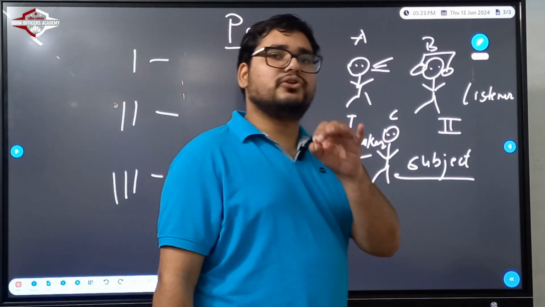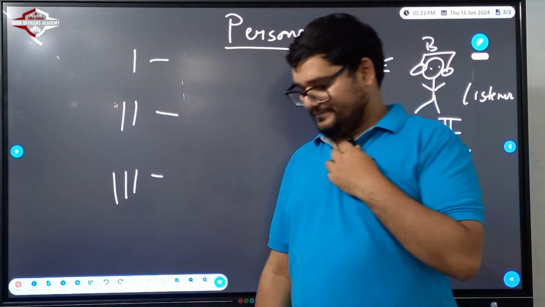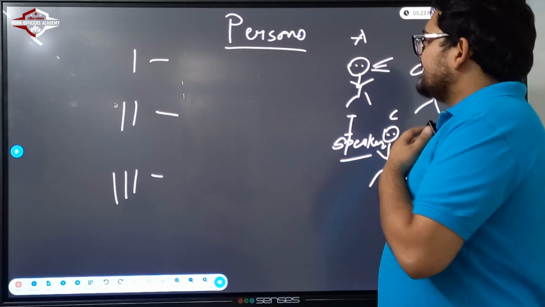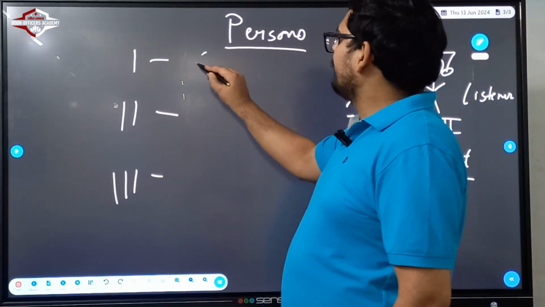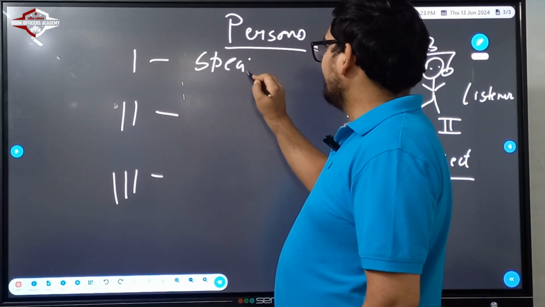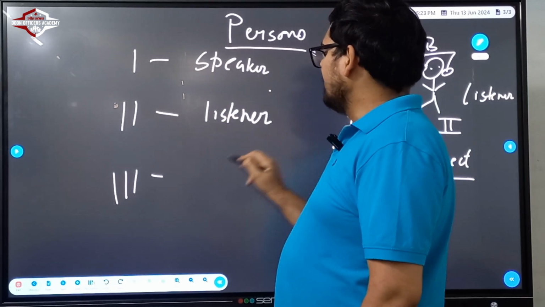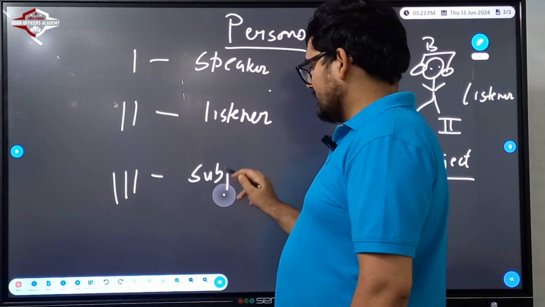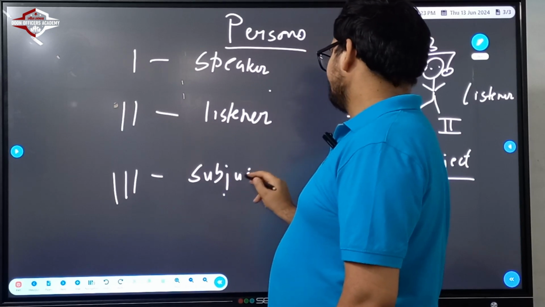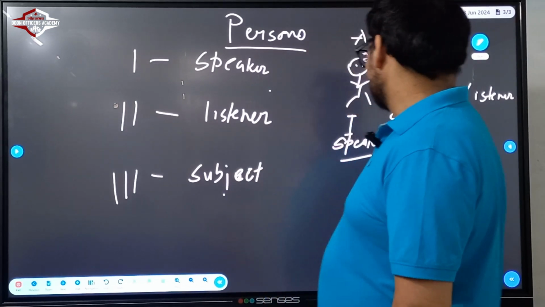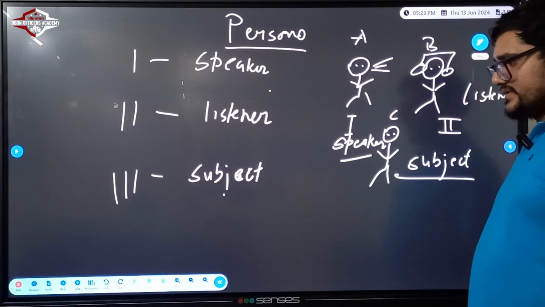This is the first thing we need to understand, right? Now let me write here for your ease: speaker, listener and the subject of conversation, right? So this is the thing, the subject of conversation.